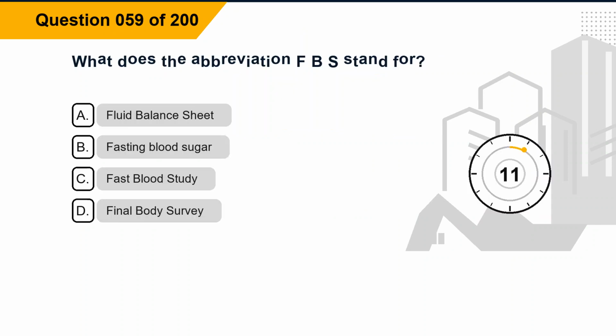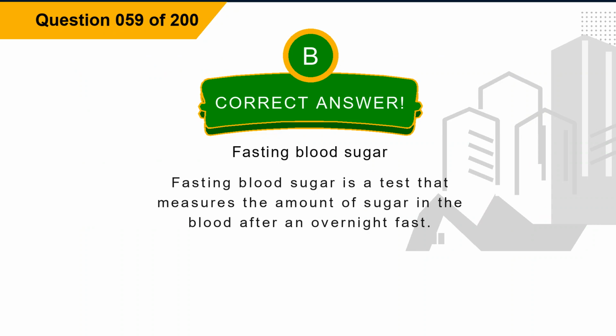Question 59. What does the abbreviation FBS stand for? Option A, fluid balance sheet. Option B, fasting blood sugar. Option C, fast blood study. Option D, final body survey. The correct answer is option B, fasting blood sugar. Explanation. Fasting blood sugar is a test that measures the amount of sugar in the blood after an overnight fast.